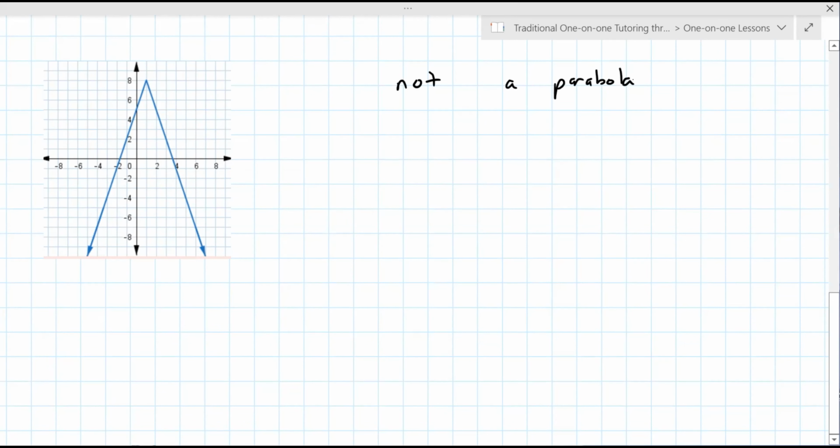Can you tell me why? It's a V instead of a U. It's a V instead of a U, yeah. And it is something, but it's not a parabola. Okay, I think you got that down.